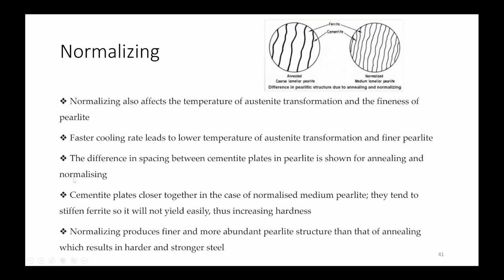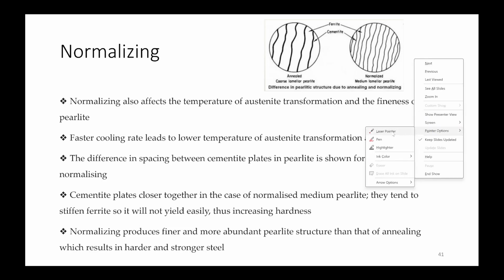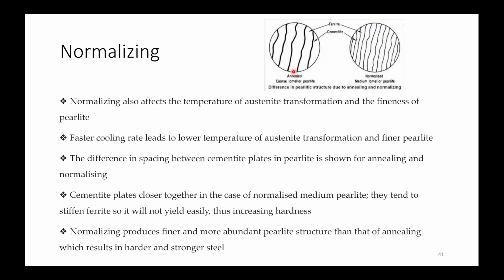Now the difference in spacing between cementite plates in pearlite is shown for annealing and normalizing. In annealing, the size of the cementite plate as well as the distance between them will be higher. So this will be a coarse lamellar type of structure in case of annealed steels. In case of normalizing, there will be fine pearlite. So the thickness of pearlite plates as well as the distance between them will be lower. Now this steel will give you higher toughness.